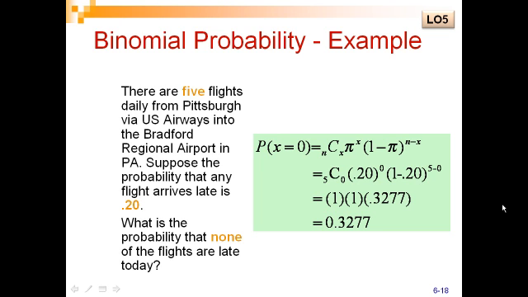So for the first question, we can use the formula for binomial probability. The probability that a particular flight is late is 0.2, so let pi equal 0.2. There are 5 flights, so n equals 5. And x, the random variable, refers to the number of successes. In this case, a success is a flight that arrived late. Because there are no late arrivals, x equals 0. So, P(x = 0), when you compute, you will get the answer of 0.3277.